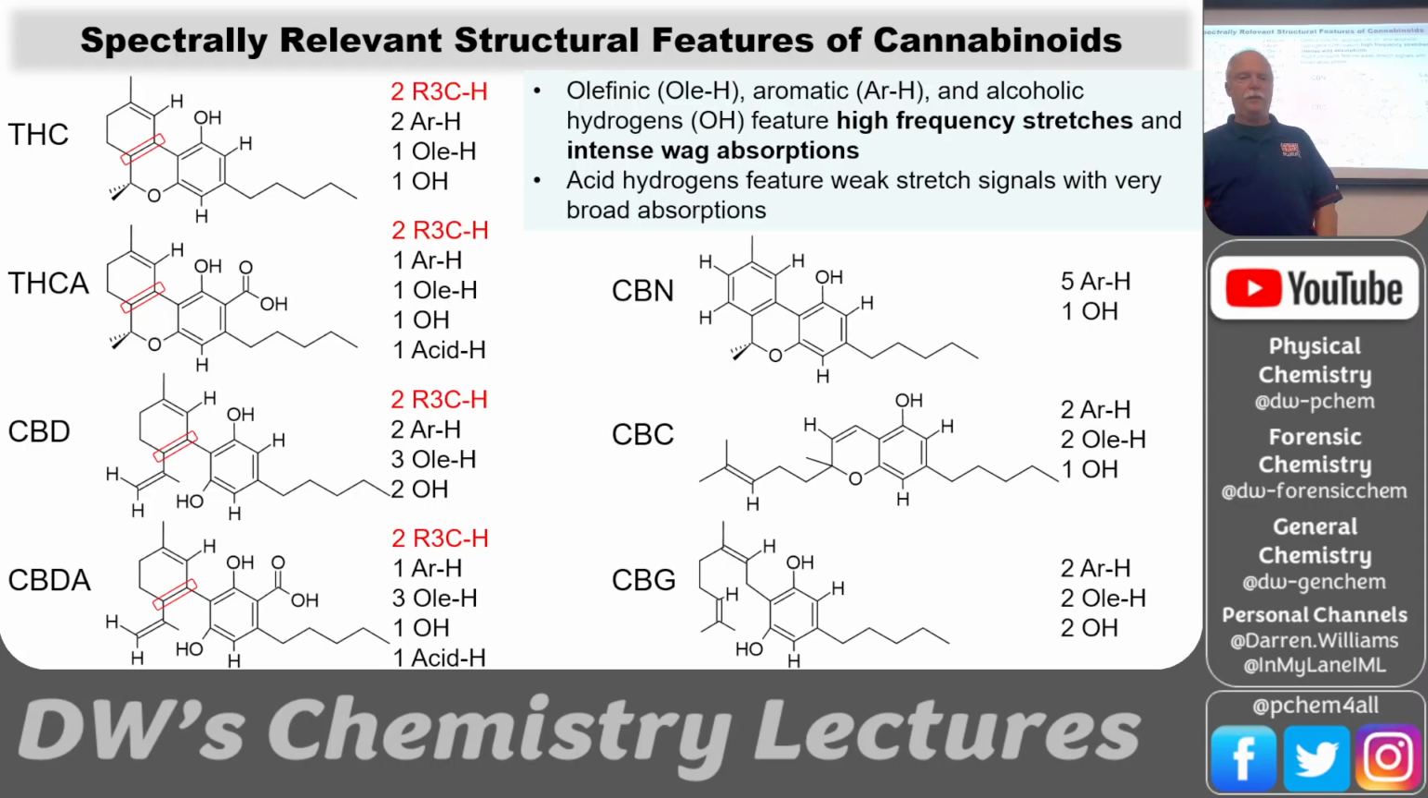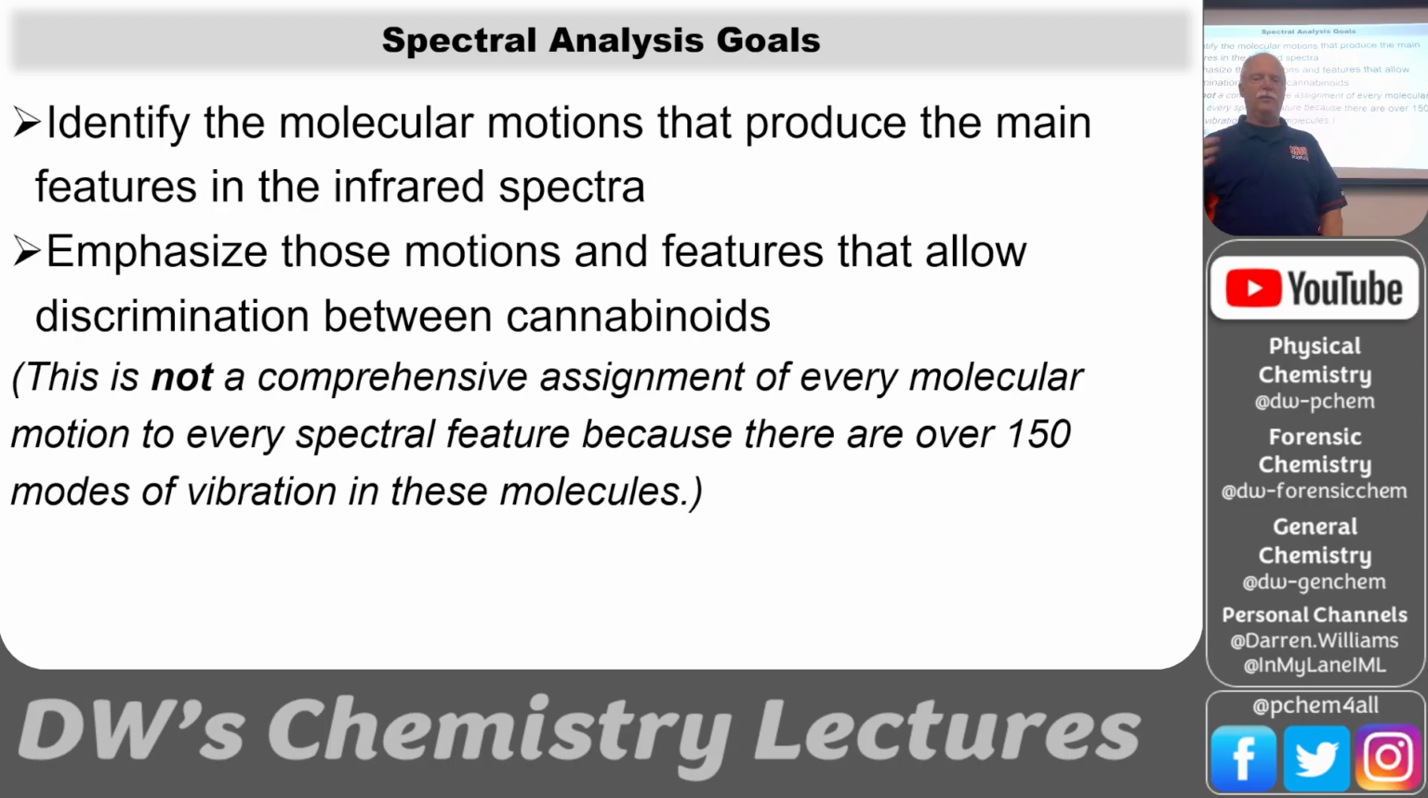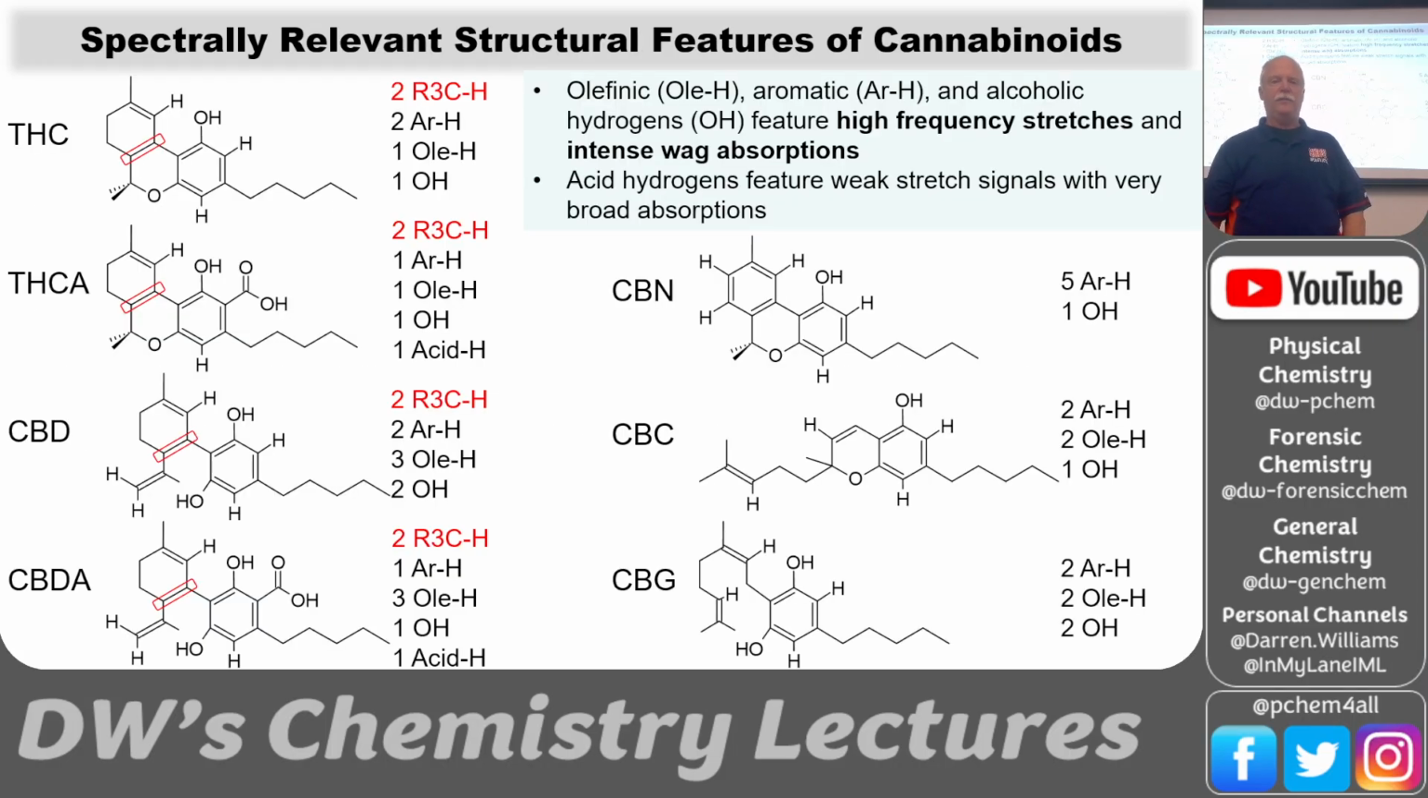Okay. And so this is our goals for the paper: identify the molecular motions that produce the main features in the spectrum, and emphasize those motions and features that allow discrimination between cannabinoids. For example, that idea of, does this publicly available CBD gummy contain a prohibited amount of THC? Could we do that with spectroscopy? Still unknown. I don't know. Okay, so here are the different structures that we have standards of.